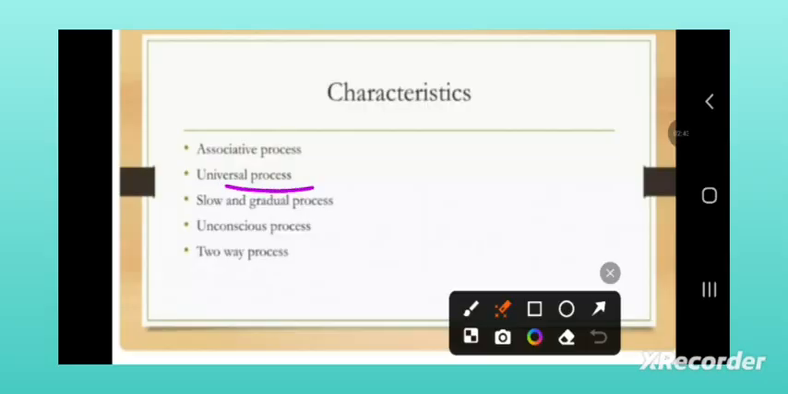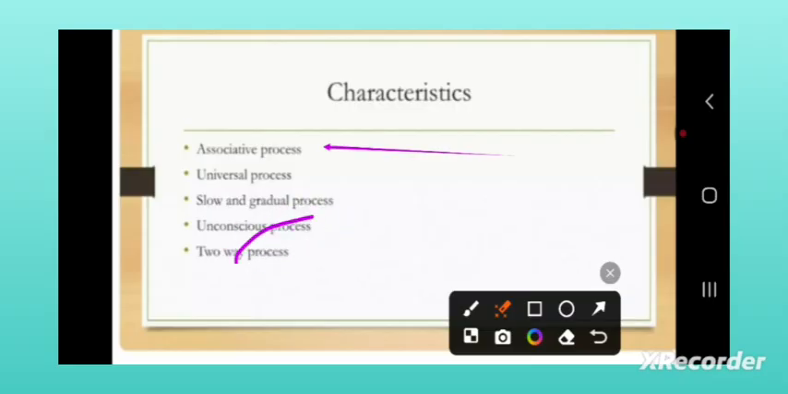Characteristics. Associative process: it is a form of social interaction that brings people together, as opposed to a dissociative process like conflict. Universal process: it occurs in all societies where different cultural groups come into contact. Slow and gradual process: it does not happen overnight but takes a considerable amount of time, often generations.